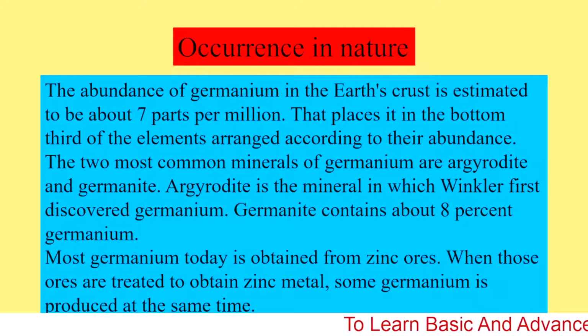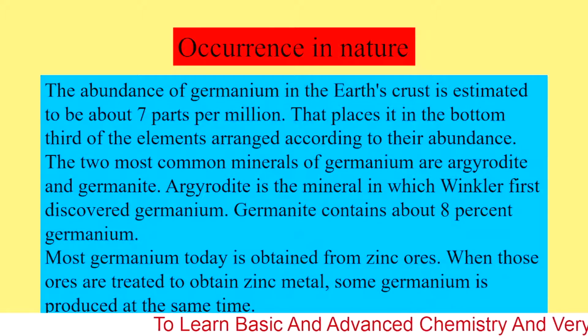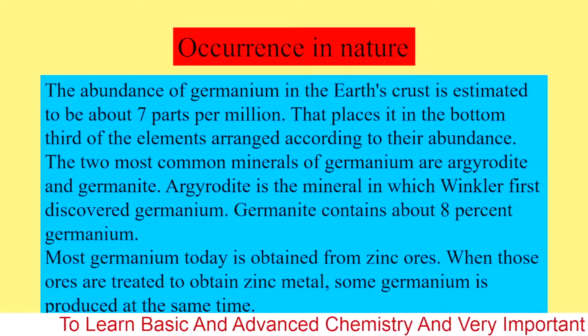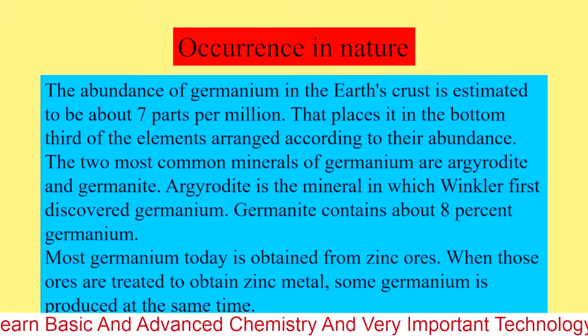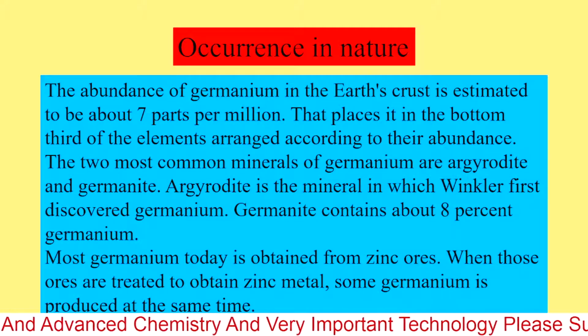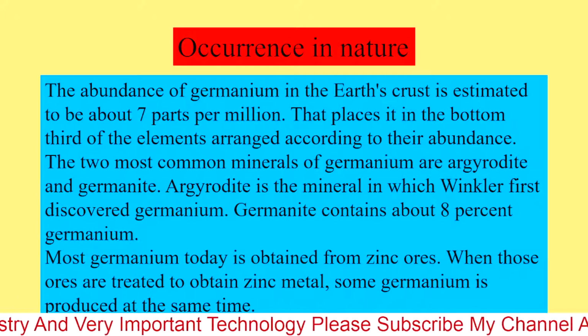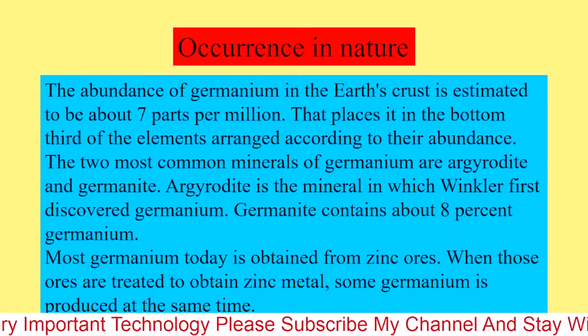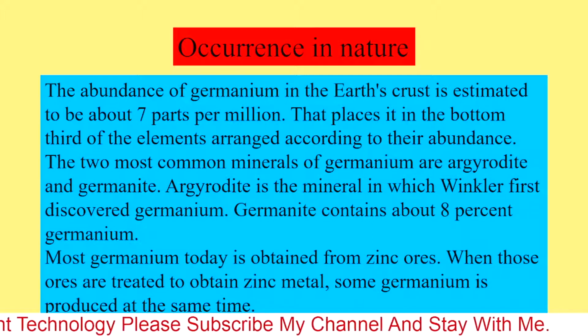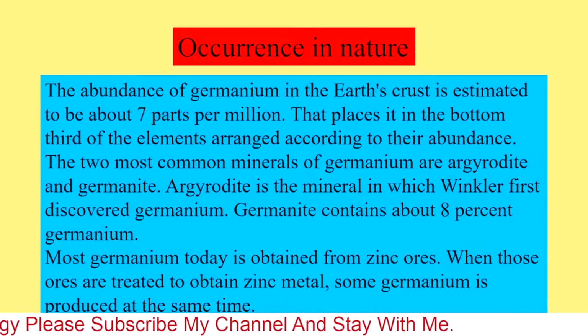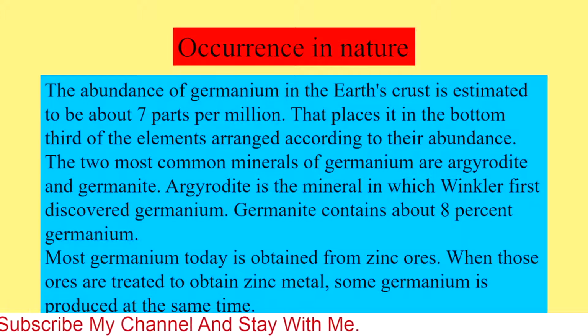Actually, germanium is not very much available in the earth crust. It is only 7 parts per million in the earth crust. You can have only 7 parts per million. And another very important thing is that it is third from the bottom.